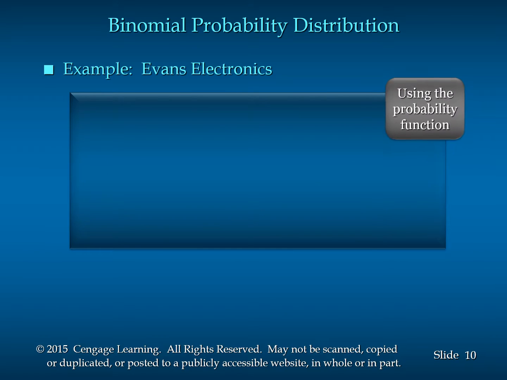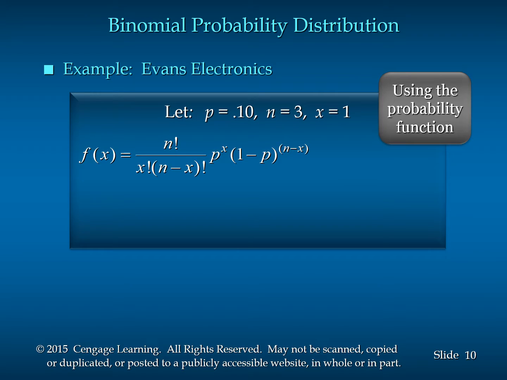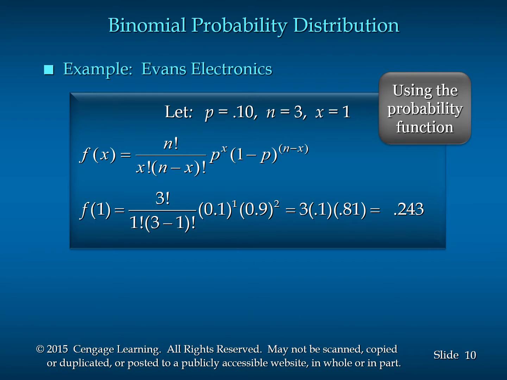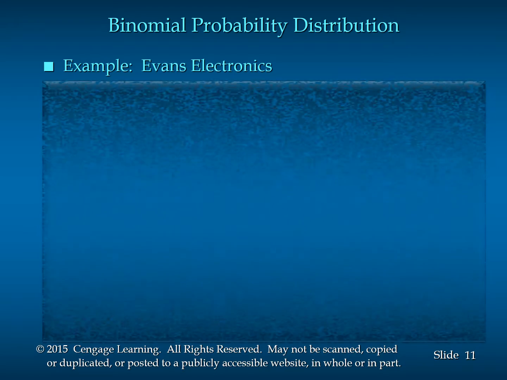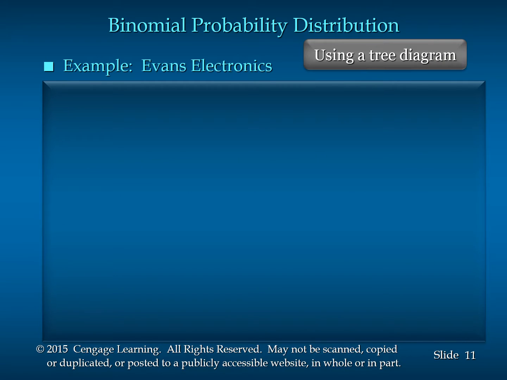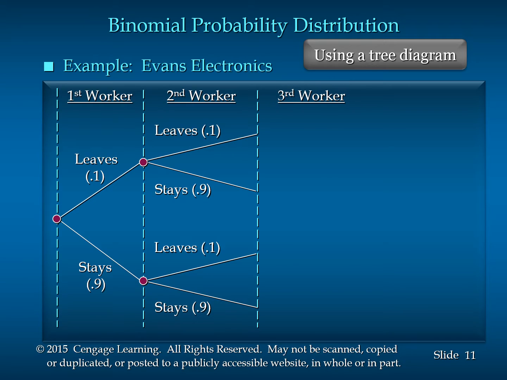Solving the same problem using the probability formula, we get the same result, 0.243. Another way to look at this problem would be the use of a tree diagram. With a simple problem, this works, but for much more complicated problems, it isn't so practical.